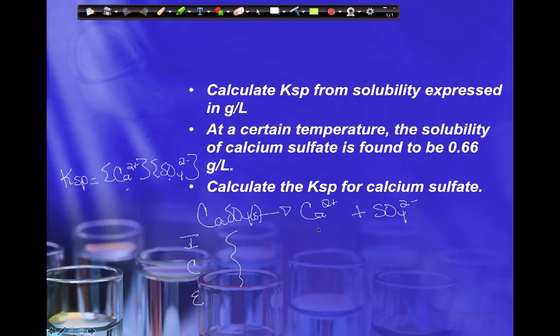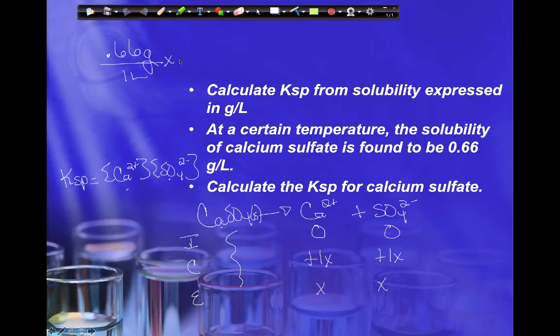And then also initially, this is going to be 0. This is going to be 0. And then this goes up by 1x. This also goes up by 1x. Some number, it goes up by some number. So now we have x and x, but I've got my solubility is 0.66 grams per liter. So that means for every 1 liter of water, I will dissolve 0.66 grams of my calcium sulfate. Well, I need to know how many moles that is. So I need to convert first.